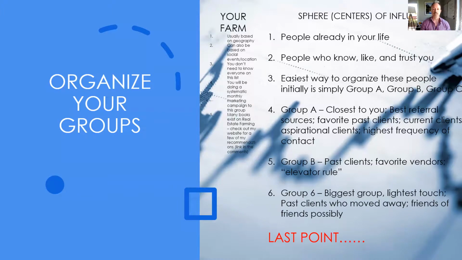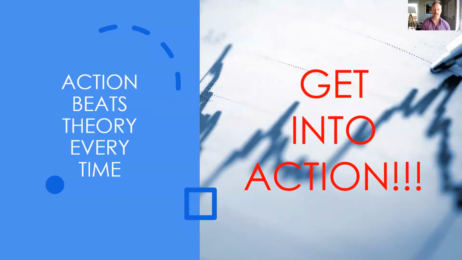The very last point I want to make in terms of how to organize your contacts is a point that I've made already, but it bears repeating. Get into action. Just make 3 lists: Group A, Group B, Group C. Don't worry about being perfect about who is in which list. We can adjust that later. I just want to get you into action. So that's the quick overview on how to think about organizing your clients.